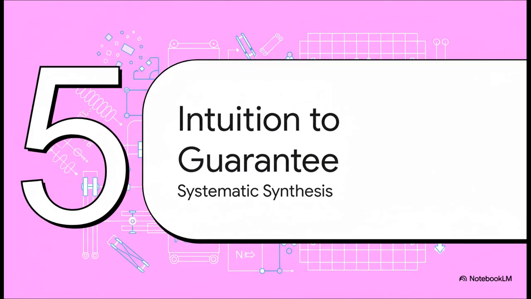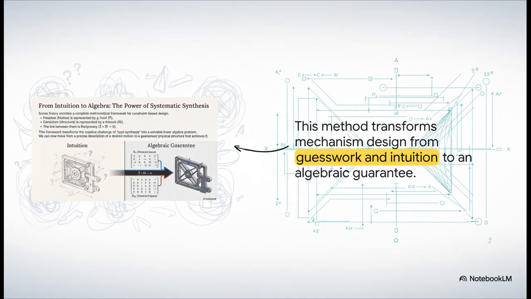So given that limitation, what's the ultimate takeaway here? What does this powerful design framework truly give us at the end of the day? The real power of this whole method is transformation. It transforms the creative and, let's be honest, often frustrating challenge of designing a mechanism from a process of intuition, guesswork, and trial and error into a solvable linear algebra problem.